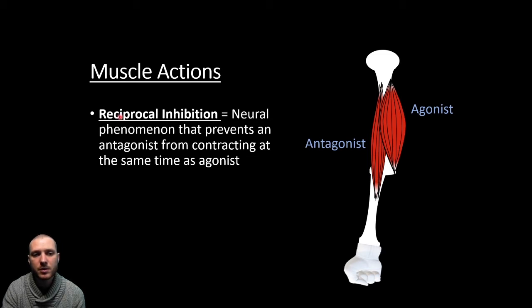So again, that's reciprocal. It's called reciprocal because reciprocal is going to be the opposite. So we're talking about the opposite of the agonist, and inhibition means it's preventing. So it's preventing the opposite muscle from doing its job. It's inhibiting it. So again, it's those antagonist motor nerves that are inhibited. And we're going to look at an up-close diagram of how that works at the end of this chapter.